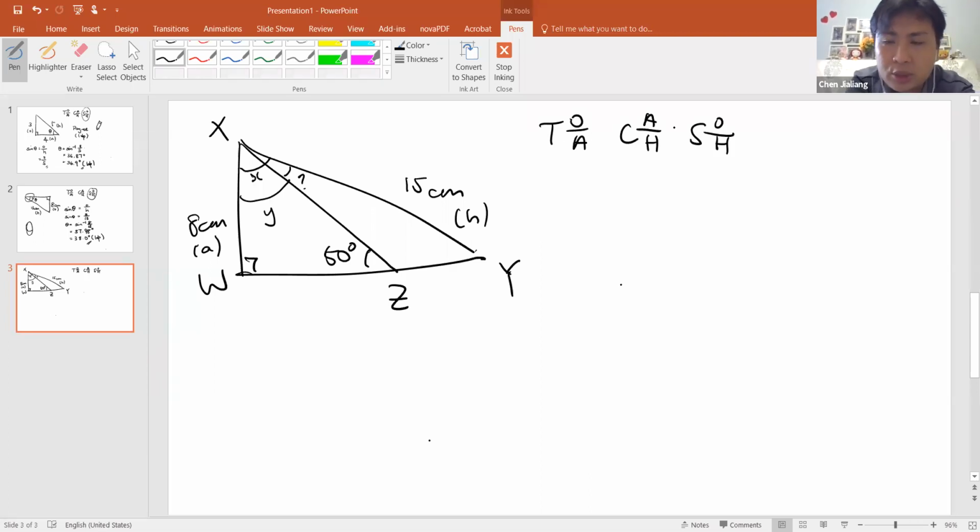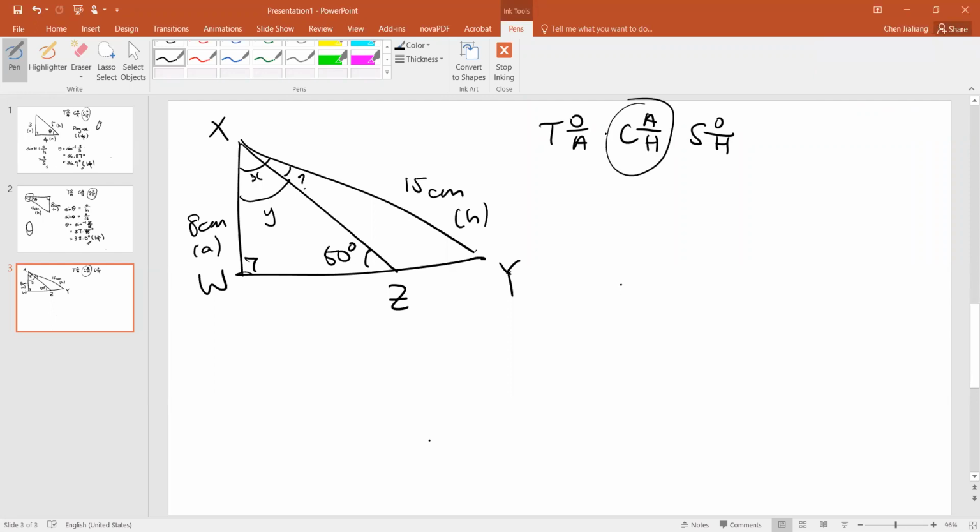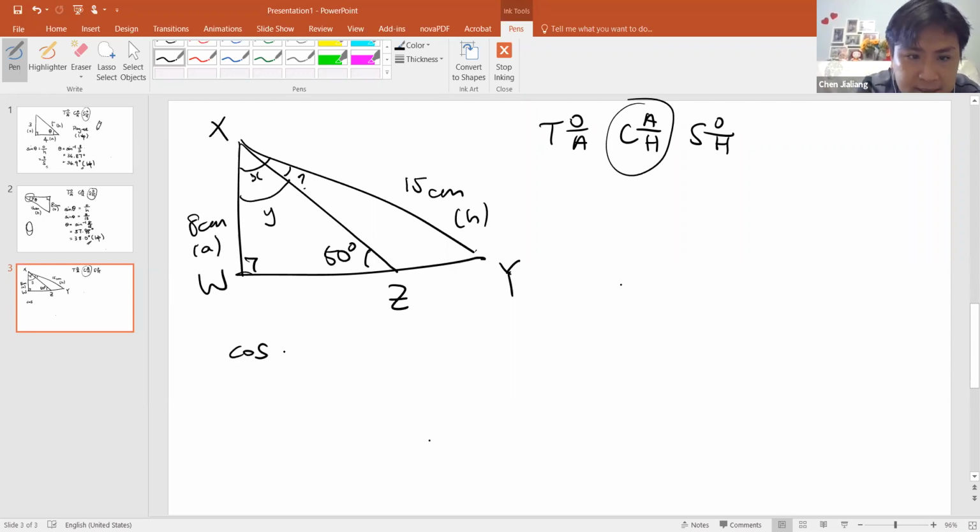So which trigo ratio are we using? Cah. Okay, A and H. Everyone get the idea? Everyone understand what Christina has suggested? Okay, good. So this is cosine. So we will apply the formula now. Cosine X is equals to A over H.